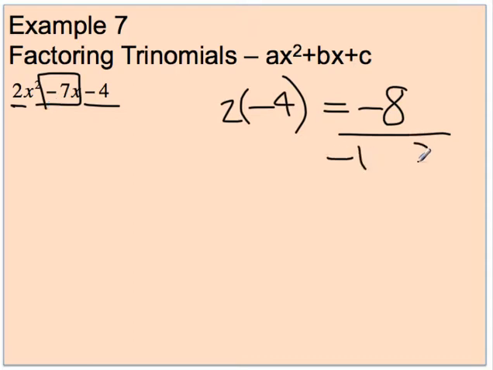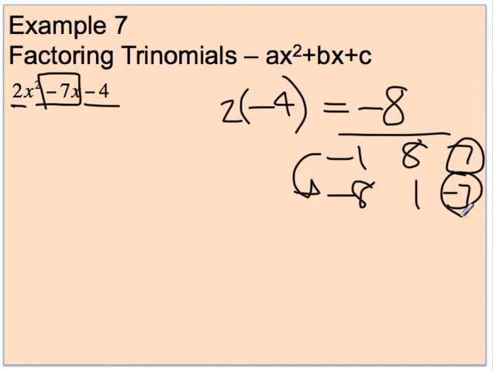So we have negative 1 and 8. That gives me positive 7. Now that's a good sign. The number's correct, but the sign is wrong. So instead of writing anything else, I'm going to go immediately to negative 8 and 1. And that's going to give me the number that I'm looking for, the negative 7.